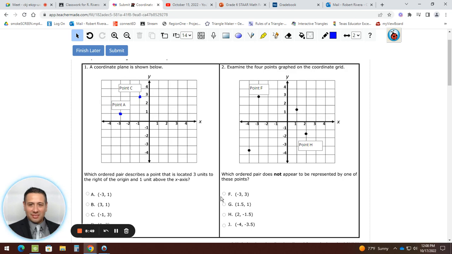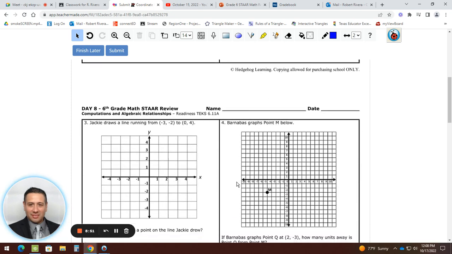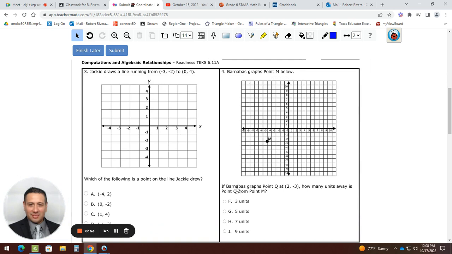Questions with 1 and 2? Number 3. Jackie draws a line running from negative 3, negative 2 to 0, 4. Get your pencil again. And I'm going to change this color on purpose to maybe a pink or whatever you want. And I'm going to circle this one, this color. And I'm going to circle the other one, another color, I guess light blue. Whatever color you want, I don't care.